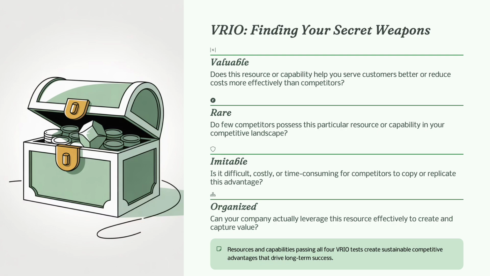This is why Starbucks can charge $5 for a coffee that costs them maybe 50 cents to make. Their brand passes all 4 VRIO tests, giving them a sustainable competitive advantage.